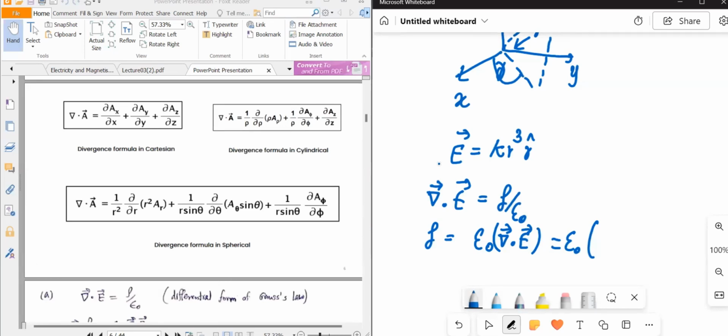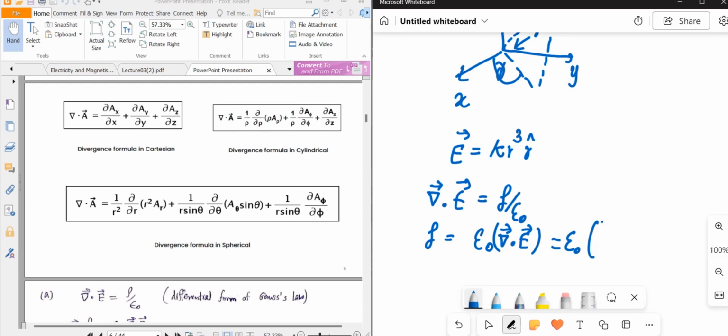Do we have a theta component and a psi component? We don't, right? So we only have this R component. Therefore, what can we say about the del over del theta component and the del over del psi component? Both of these components are going to be 0. This one and this one are going to be 0. Then the only remaining part is going to be this.